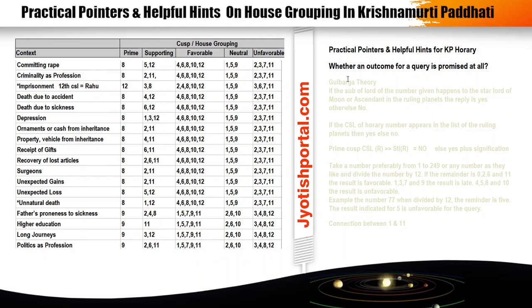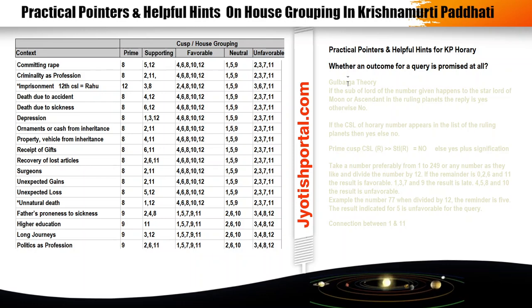But over a period of time, there are a lot of changes. Initially the KP rule is that you look at the primary cusp, and then you look at the sublord, and if that particular sublord is the significator of the favorable houses, then you say a query is promised.